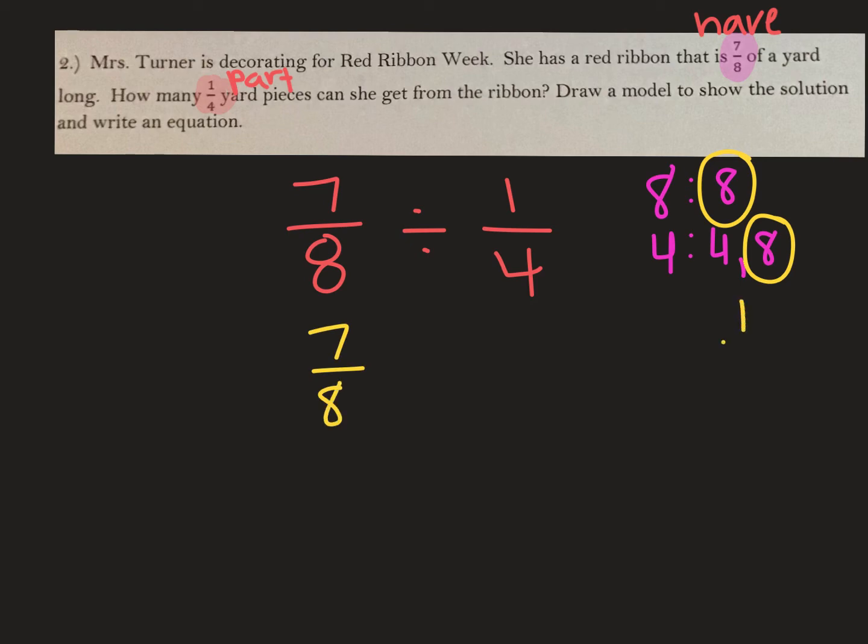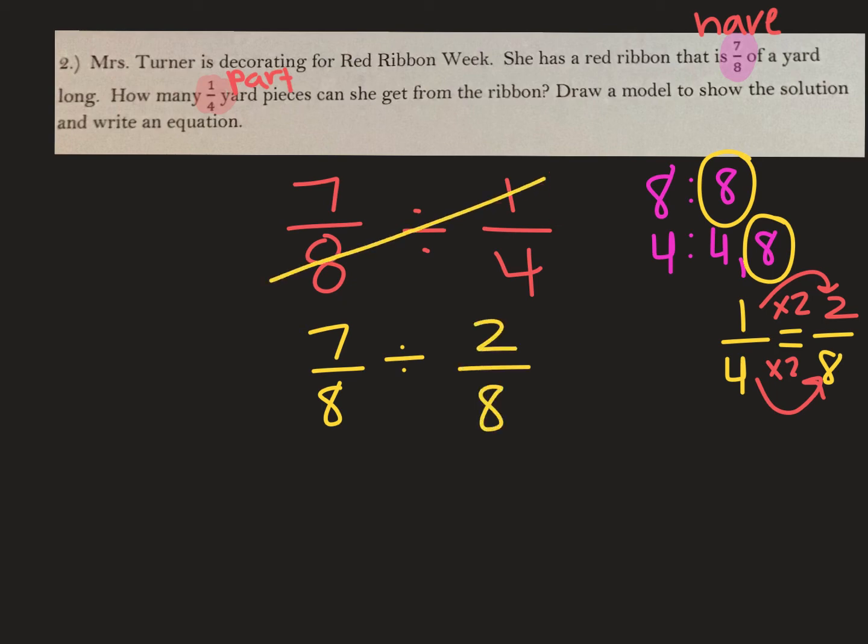We need to change 1/4 into something over 8. When we do this, we look and say, okay, I know that 4 times 2 is 8. What we do on the bottom, we also do on the top. So 1 times 2 would be 2. So back to our problem, we have 7/8 divided by 2/8 now. And we kind of forget about that beginning problem, right? We got our common denominators. So from here, we can start modeling.